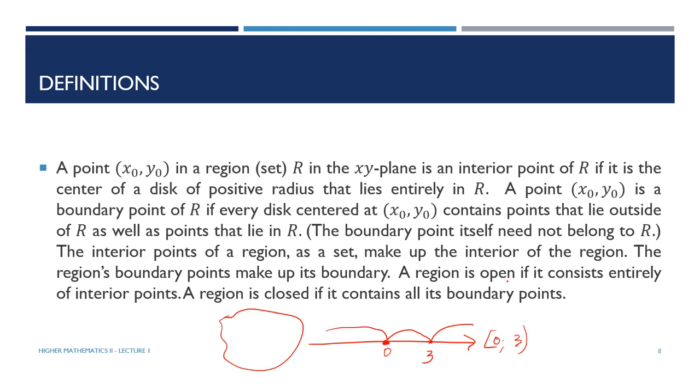A region can be open if it consists entirely of interior points. These are boundary points, but as we know, 3 is a boundary point for this interval, but it's not included. In that case also, the region has boundary points, but it consists entirely of interior points, all the points here, not this boundary point, and we call this open. But if it contains all its boundary points, not just one or two, all boundary points, we call it closed.